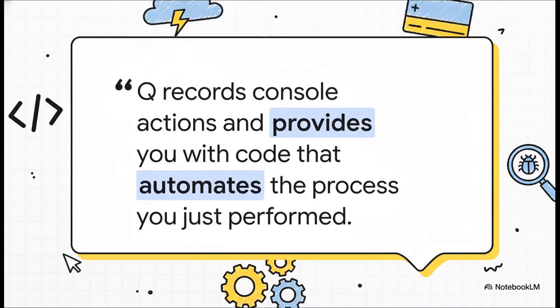Okay, this feature is honestly kind of magical. It's a fantastic way to bridge that gap between doing something manually and automating it. You can just perform a set of actions in the AWS console, say setting up a new server, and Q will literally watch what you click and automatically generate the code to automate that exact task for you in the future.